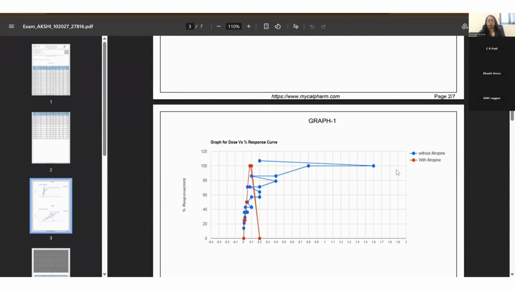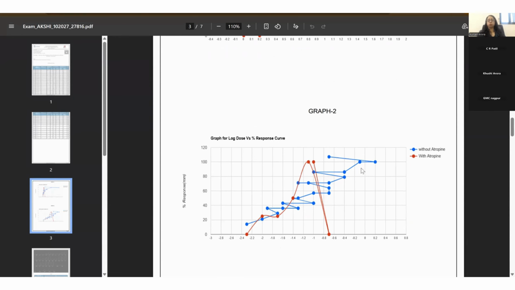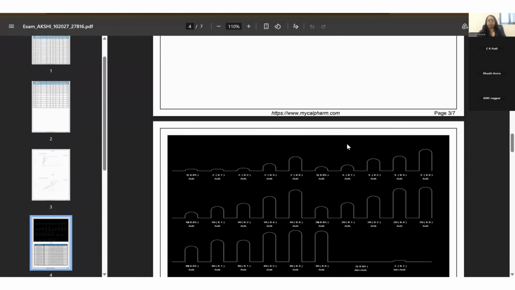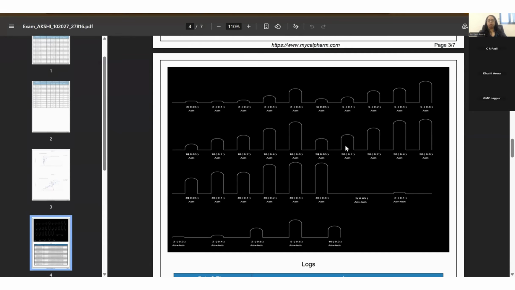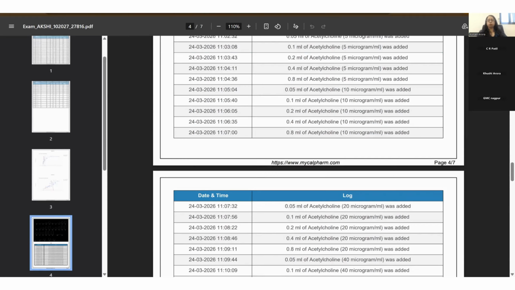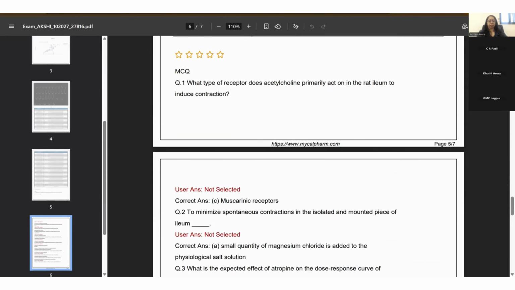This is the graph which was generated. It will also become a part of the report. This is the PDF tracing. Whatever tracings are there will also be a part of the PDF. Logs are there. What the student has done, you will come to know here.